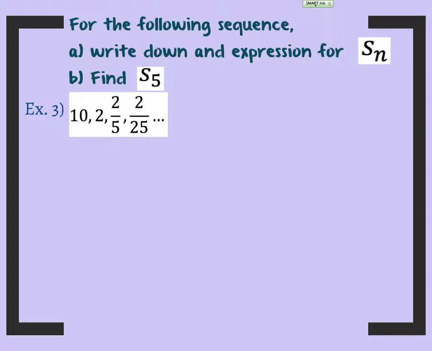Okay, so is this arithmetic or geometric? Geometric, absolutely. So remember, if you're not sure, you could try the subtracting way first. Okay, 2 minus 10 is 8, but 2/5 minus 2 is not 8. You guys see where I'm going with that? So I know it's not arithmetic because I don't have a common difference. So then you could try the dividing.